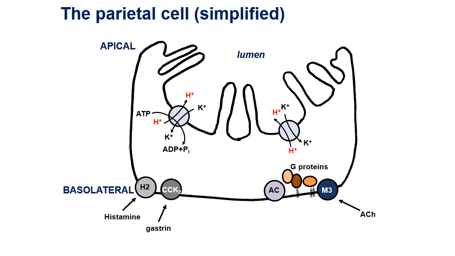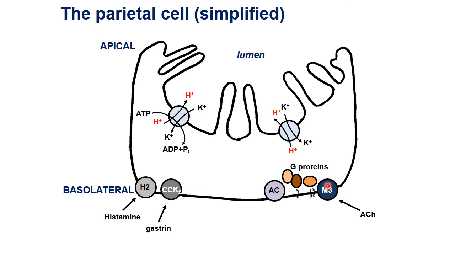We've now looked in quite some detail at the mucous surface cell of the stomach and how it protects the underlying tissue from the gastric acid. Let's now focus on the parietal cell, the cell that secretes gastric acid, and it is located in the gastric pit. So here's a schematic diagram of the parietal cell.